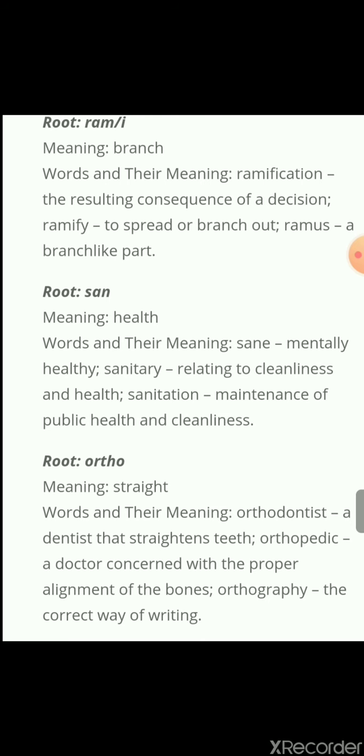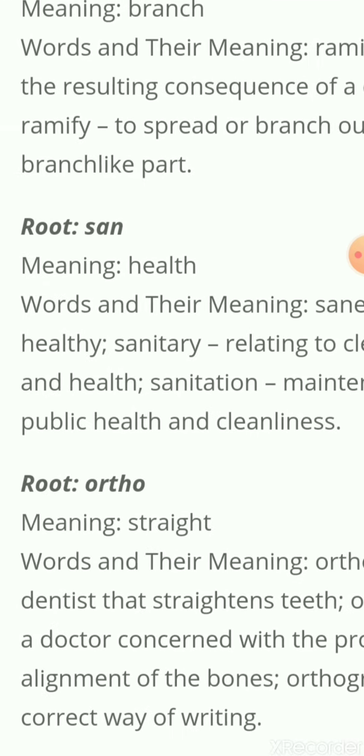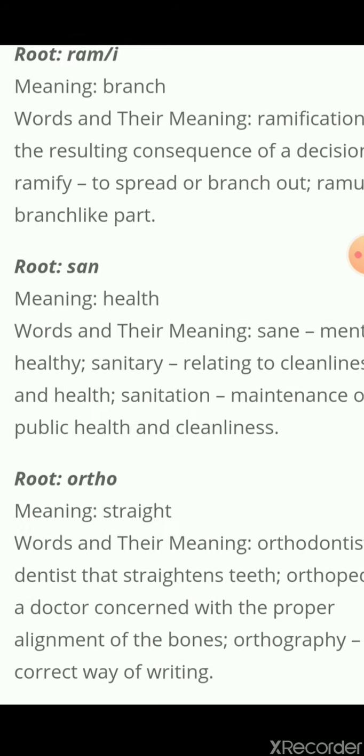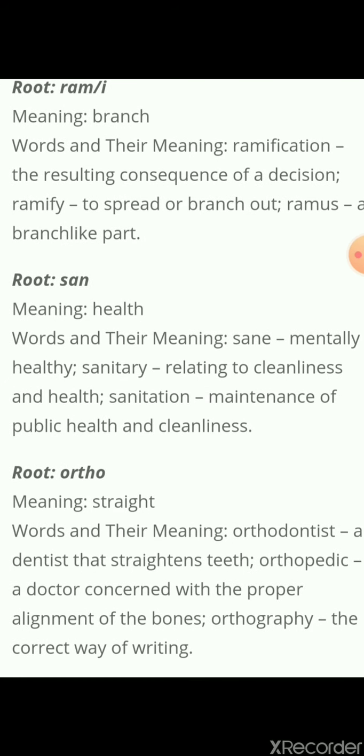Next we have san. SAN root, its meaning is health. So look at that: sane, mentally healthy; sanitary, relating to cleanliness and health; sanitation, maintenance of public health and cleanliness. Wherever you are getting the root san, it will give you a clear indication that something is related to health, cleanliness, hygiene.